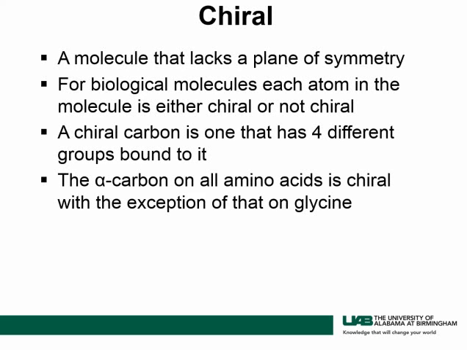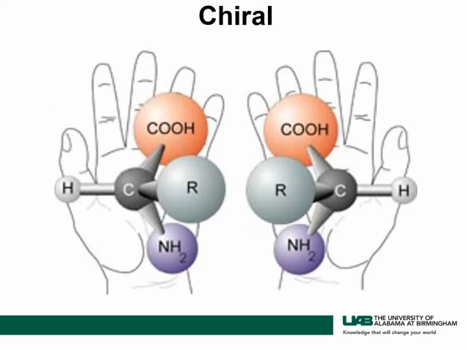Okay? The alpha carbon on all amino acids is chiral with the exception of the alpha carbon on glycine. On that alpha carbon, the R group is equal to hydrogen, which means that the alpha carbon on glycine has 2 hydrogens, and then a carboxyl and an amino group.